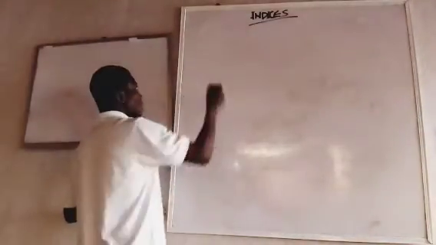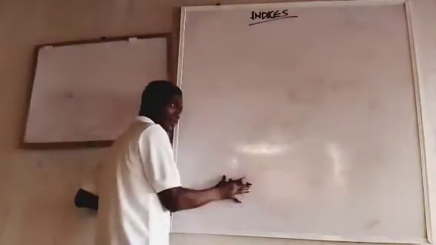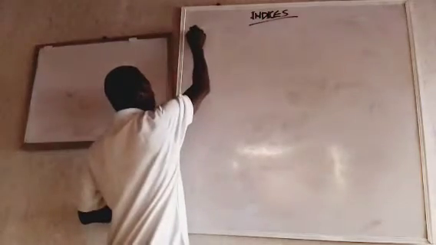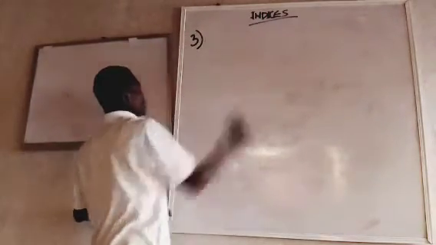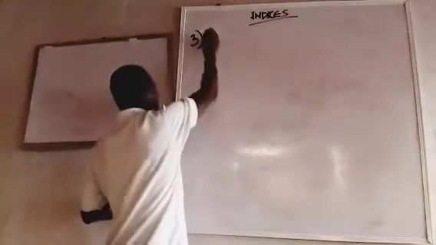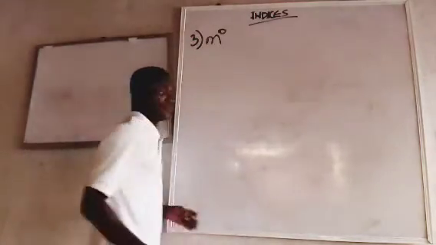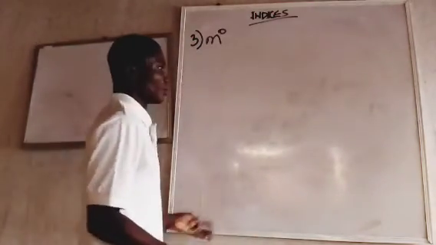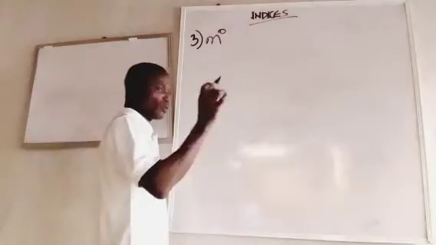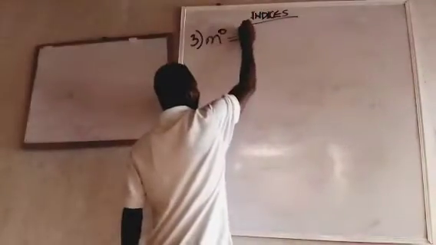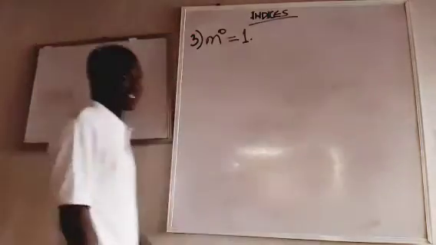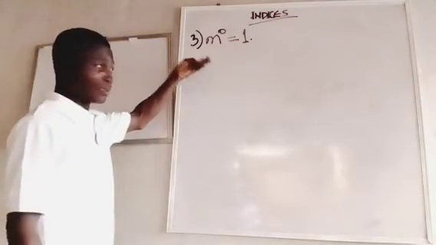Now, let's look at another situation that arises from the two I have described before. Let's assume we have a situation like this, n raised to power 0. What will this one be? Note, it will always be 1. Any number raised to power 0 will be 1.